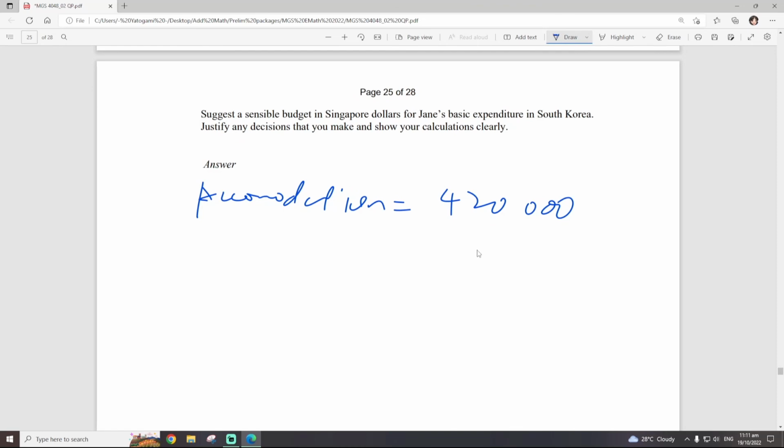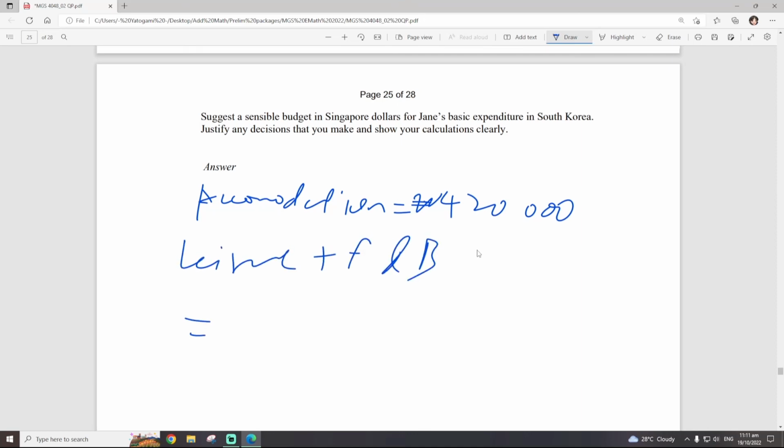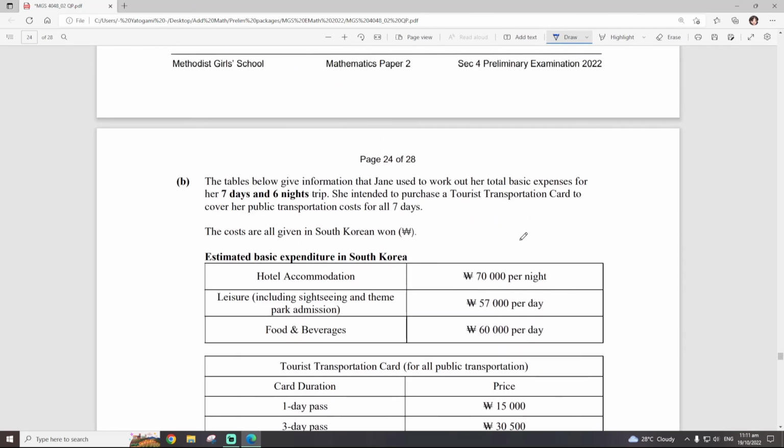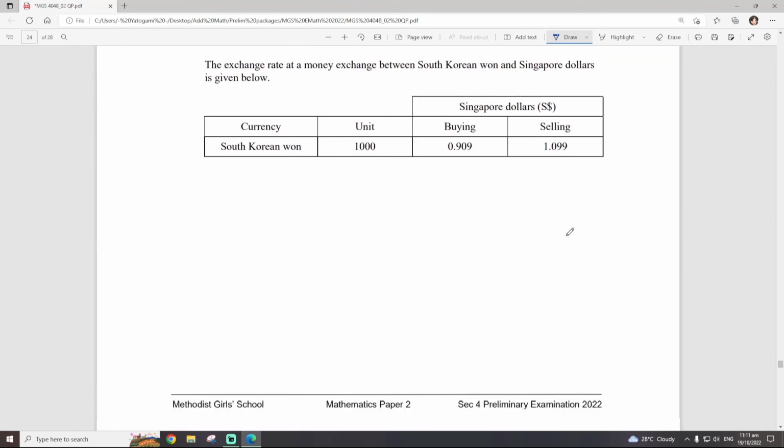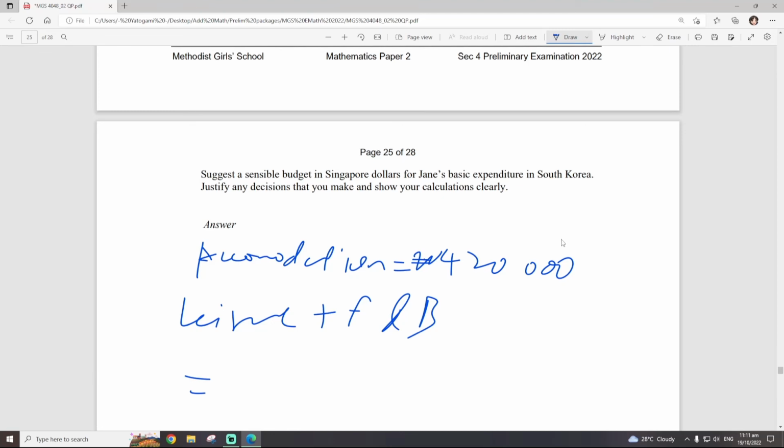So this is that. Leisure plus F&B. So I take 57,000 plus 60,000. And then I multiply this by 7 because there are 7 days. So you will get 819,000 Korean won.